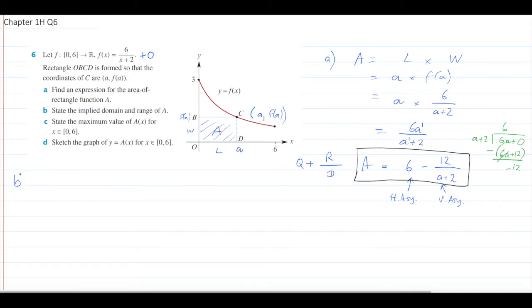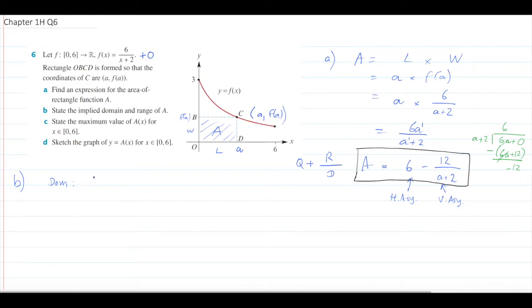Let's move on to part B. We need to find the implied domain and range of A. So essentially, what's my domain? What can A be up to? And then the range would be, what can my area be up to? How big and how small can it be? Well, let's do the easy one first. Let's look at domain.